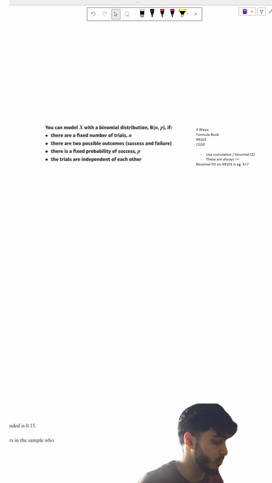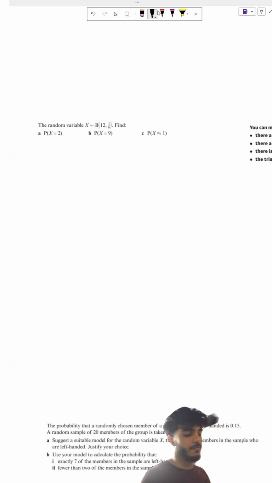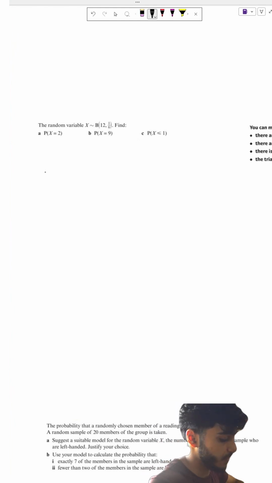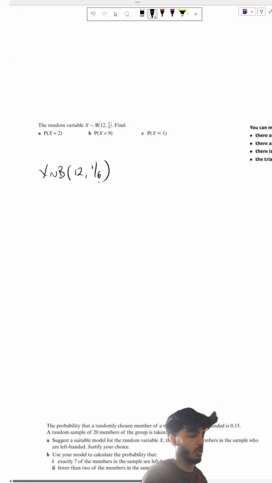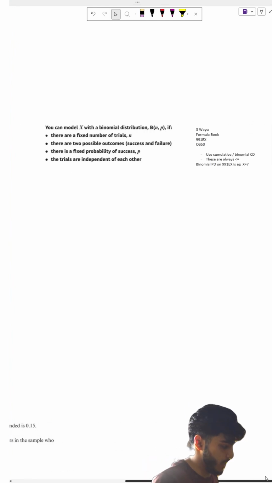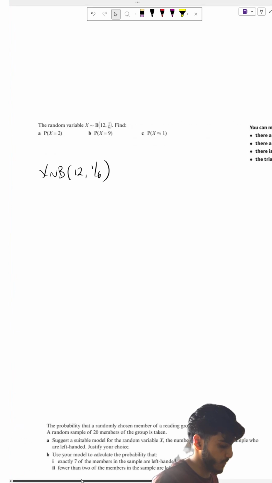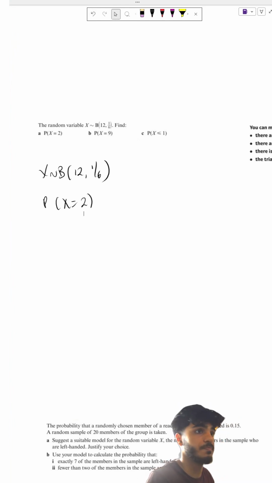Okay, first method I'm going to do is the 991EX method, because that's probably the one that most of you have. The random variable is X ~ B(12, 1/6). That's our probability, and I'm just going to put this into my calculator. If you want the probability that X equals something, you're not going to use CD, you're going to use the PD function.